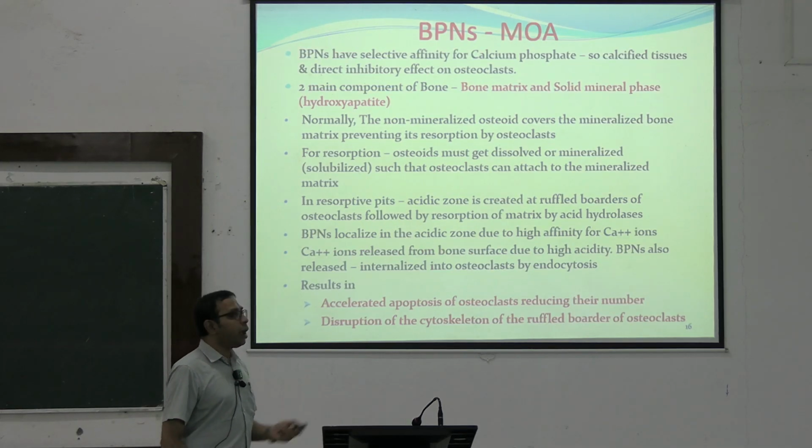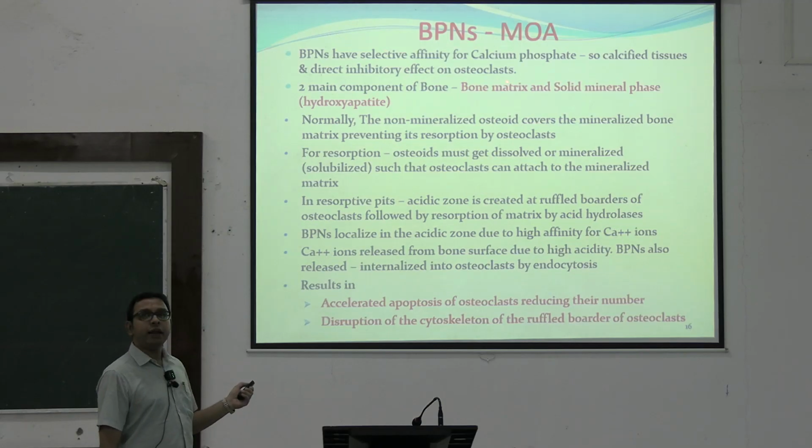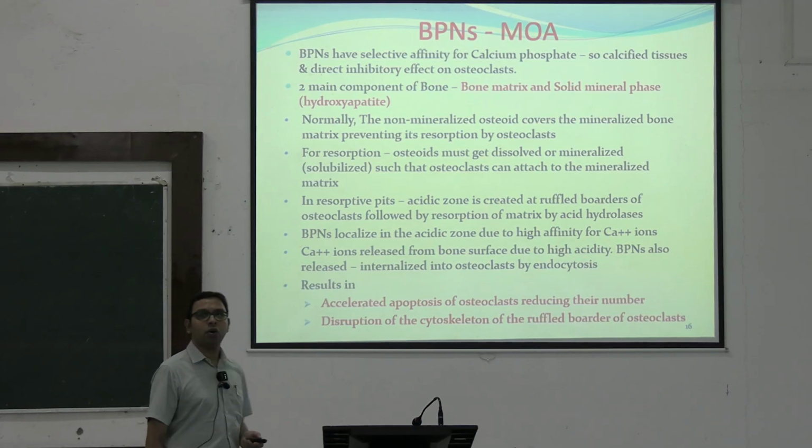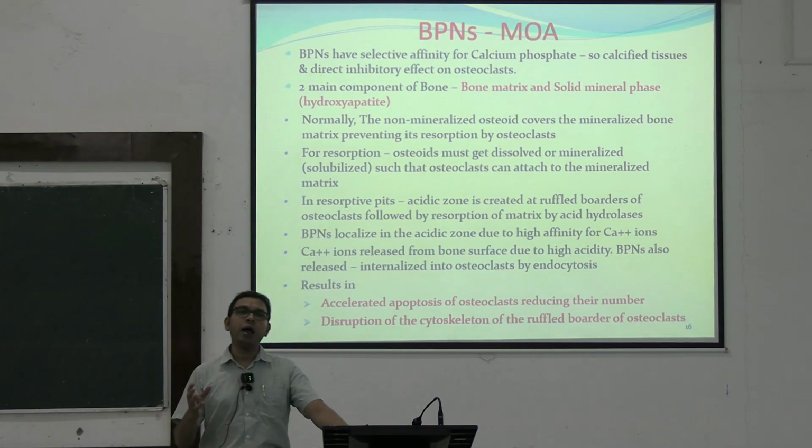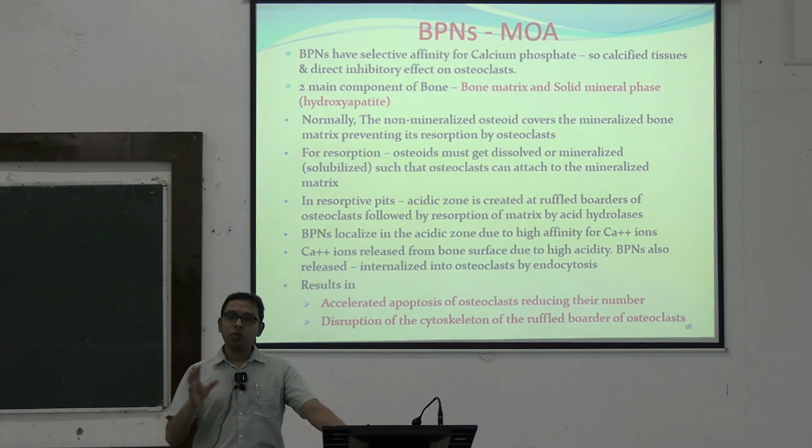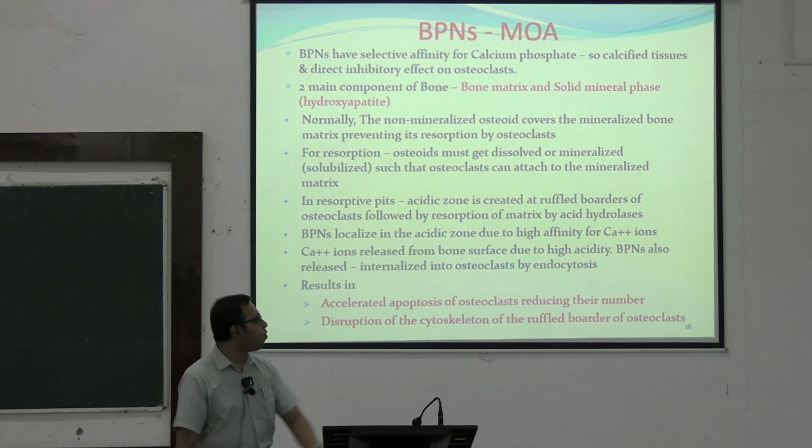Okay. So the mechanism of action: they have selective affinity for calcium phosphate, so calcified tissues, and a direct inhibitory effect on osteoclasts. I have said that they are similar to pyrophosphate, so they have similar affinity to attach to the bones. This is the first one.